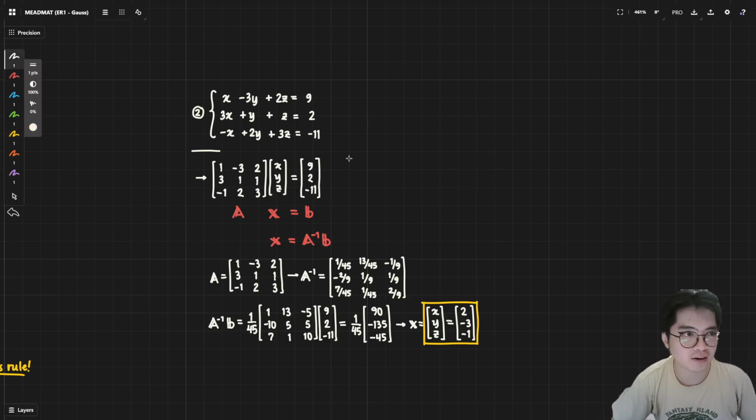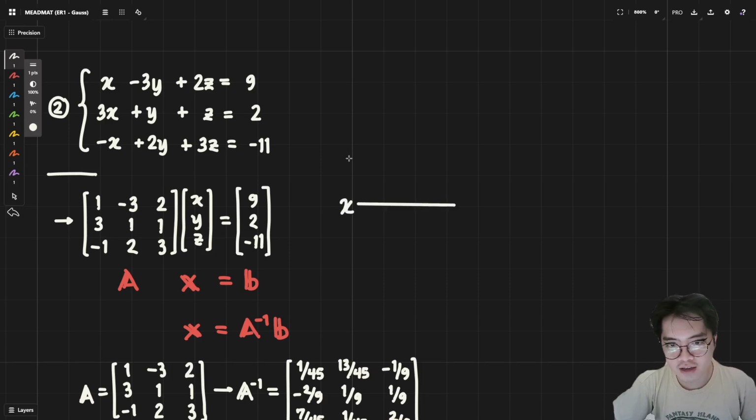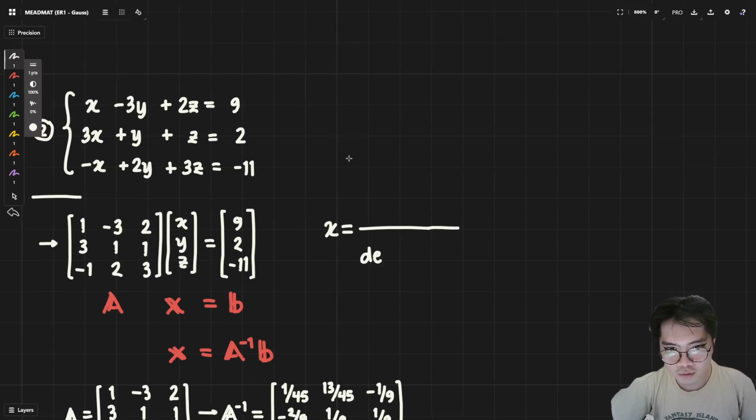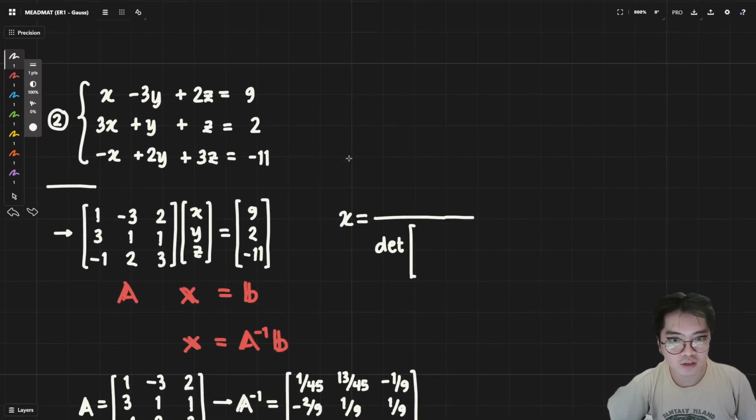What it's doing in here is basically telling you, hey, if you can get the determinants of things, you can get the answers pretty easily. Say, for example, letter x. The value of x will be just the determinants between two things. What do you mean two things? First, the denominator will be the determinant of your original matrix. You will have here 1, negative 3, 2, and then 3, 1, 1, and then negative 1, 2, 3.